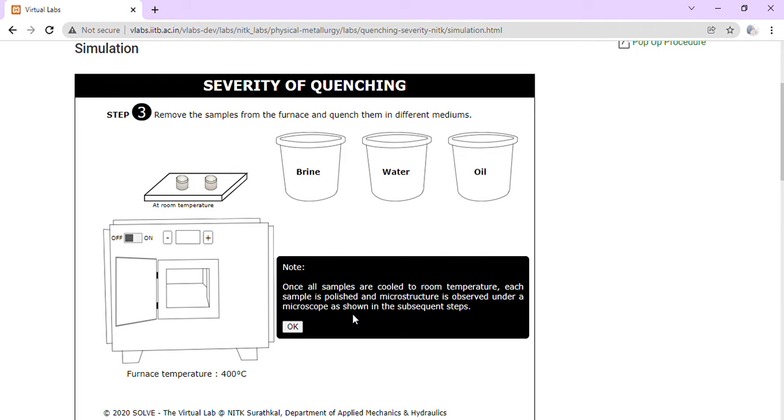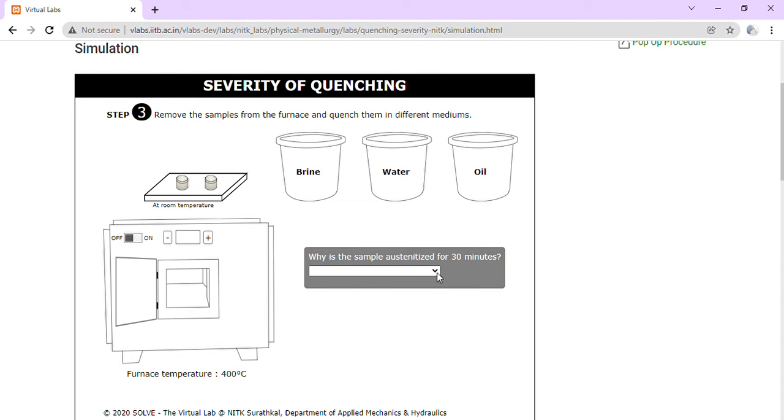Note: once all samples are cooled to room temperature, each sample is polished and microstructure is observed under a microscope as shown in the subsequent steps. Why is the sample austenitized for 30 minutes? The sample is austenitized for 30 minutes because we need uniform austenitization.